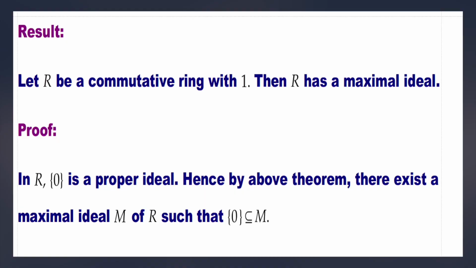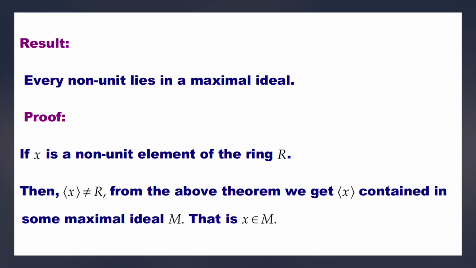Using the above theorem, let us see some results. The result is: let R be a commutative ring with 1, then R has a maximal ideal. Proof: in R, the singleton 0 is a proper ideal. Hence, by the above theorem, there exists a maximal ideal M of R such that 0 is a subset of M. The next result shows that every non-unit lies in a maximal ideal.